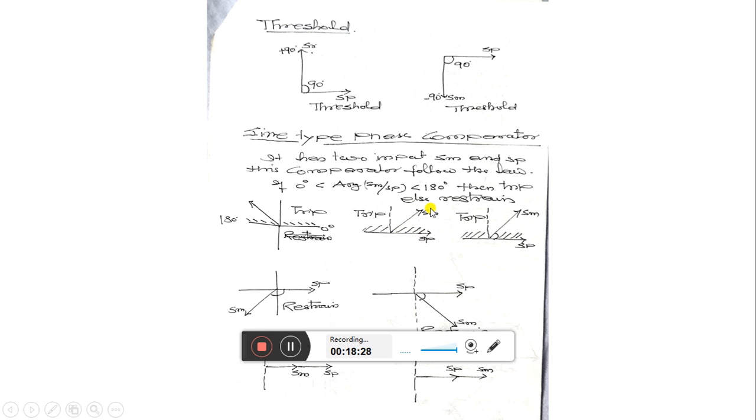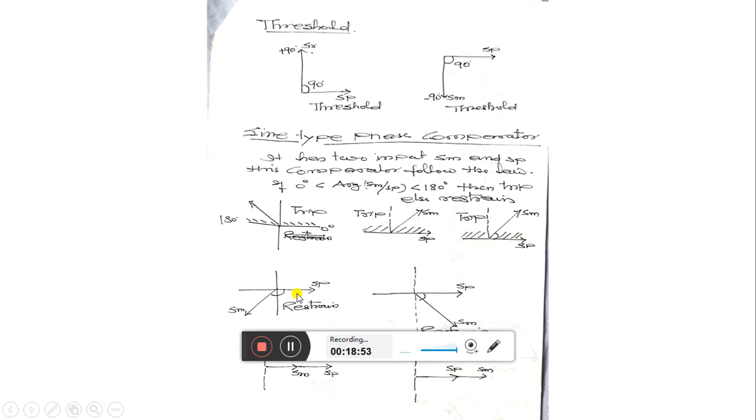So the SM vector is lying from SP between the 0 to 180 degree position. So again in this situation it will issue a trip command. Similarly here also, just see the SM and SP. So what we have, this SM-SP lies here in the same position, it will issue a trip command.